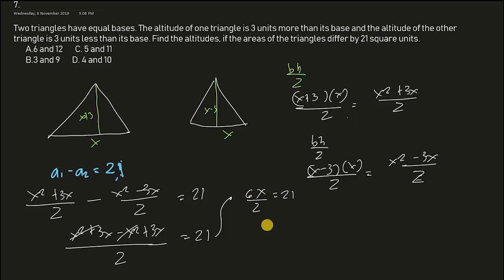6 divided by 2 is 3. 3x is equal to 21. X is equal to 7 since 21 divided by 3. Alright, so the bases here are 7. 7, this is also 7. Pero, yung tinatanong niya, find the altitudes, yung mga height. So this, okay. So dito, since this is 7, 7 plus 3, this is 10, this is 7, 7 minus 3, this is 4. So answer is 10 and 4, basically, that's letter D. Alright, next.